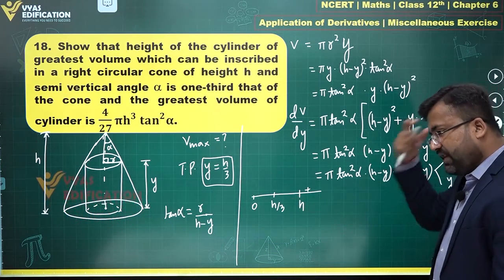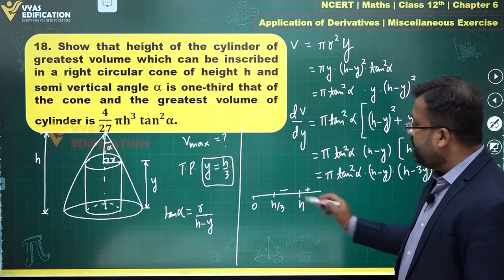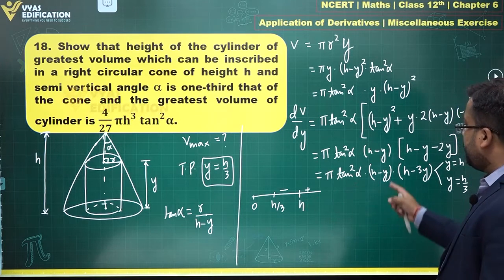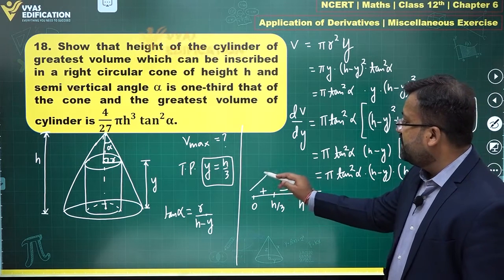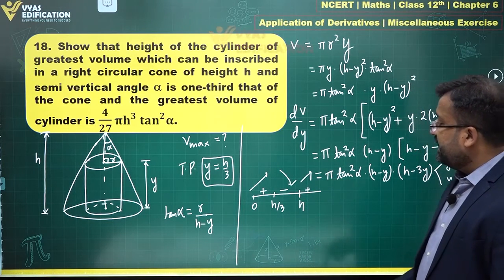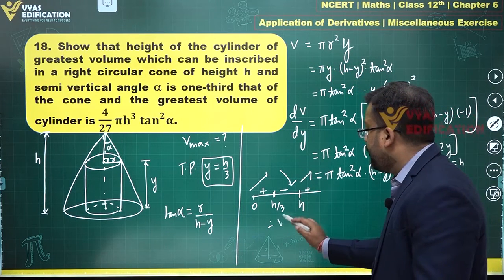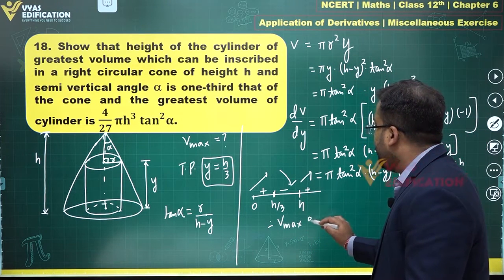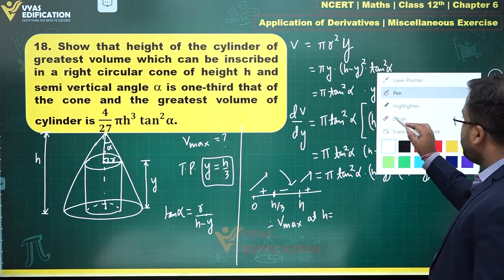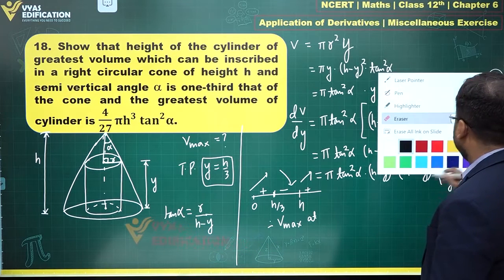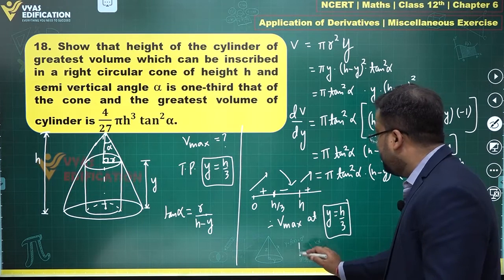Before h, we have, let us say, h by 2. So this will be positive, this will be negative, so overall it will be negative. Before h by 3, let's pick up 0. So this is positive, this is also positive, so overall positive. So the function is increasing, then decreasing, and then increasing. The maximum value occurs at this point. We are interested in the maximum value. Therefore, V max occurs at y equals h by 3. Now that's the first part and hence proved.